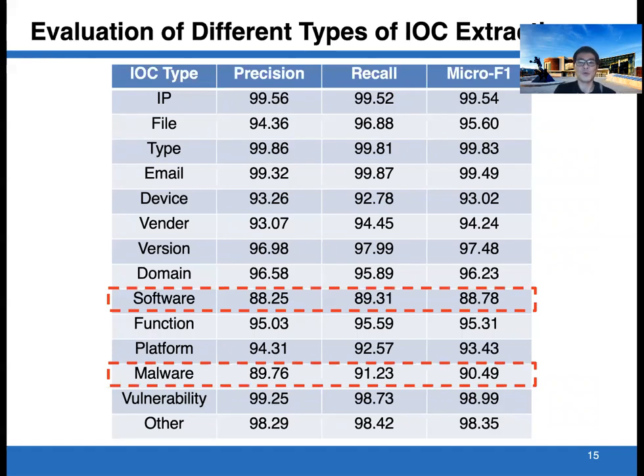This can be attributed to the fact that most software and malware is named by random strings such as MD5 hash, which increases the difficulty of IOC extraction. Moreover, we find that the number of training samples impacts the performance of the model. Specifically, the performance becomes unsatisfactory when the number of training samples becomes low.